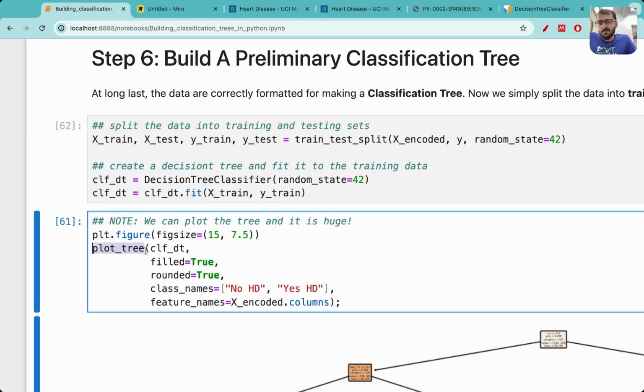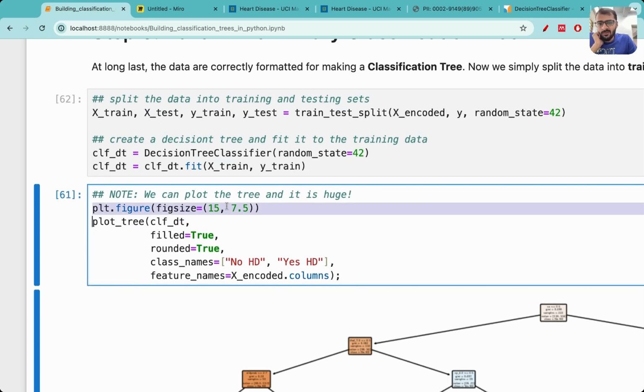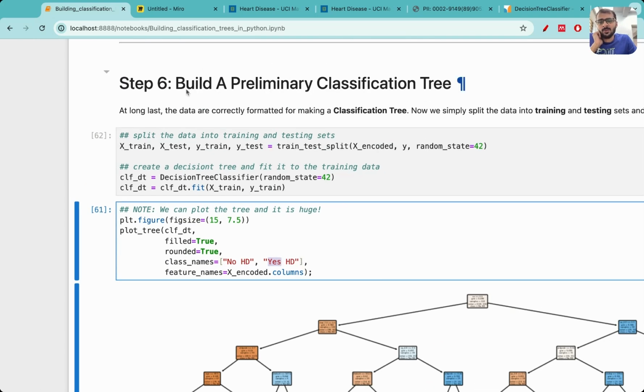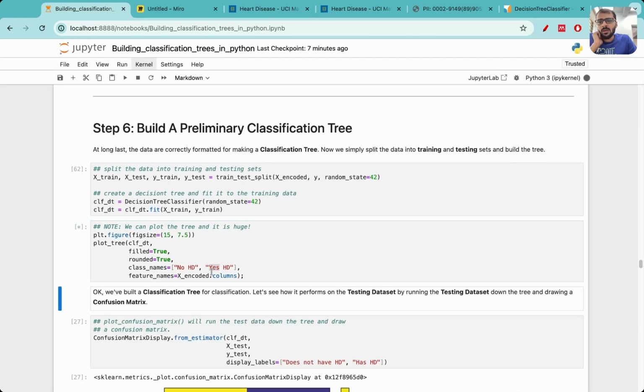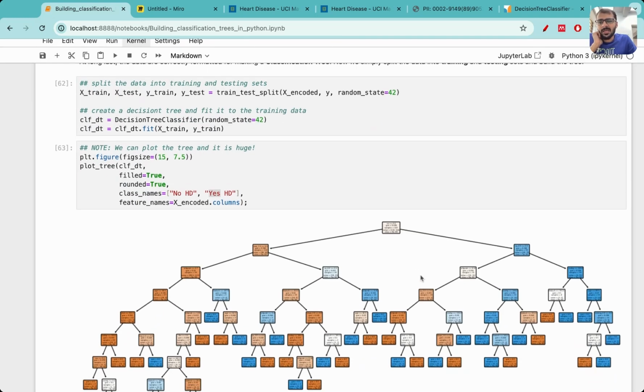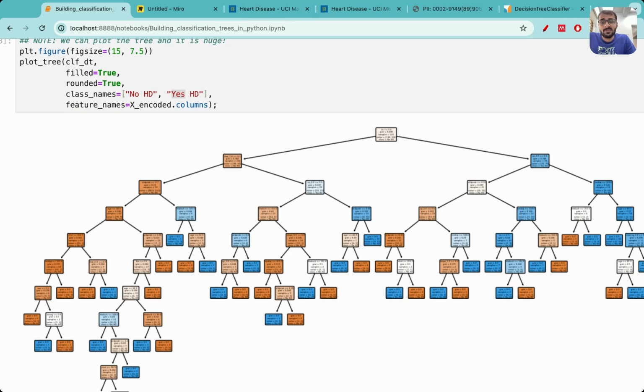Now we can also use the plot tree command, which is again given through scikit-learn. We'll plot this classification decision tree, and here you can give the figure size. You also have to mention the class names, such as no heart disease and heart disease. Let me run this right now. It will take some time to plot, but when it does, it looks something like this.